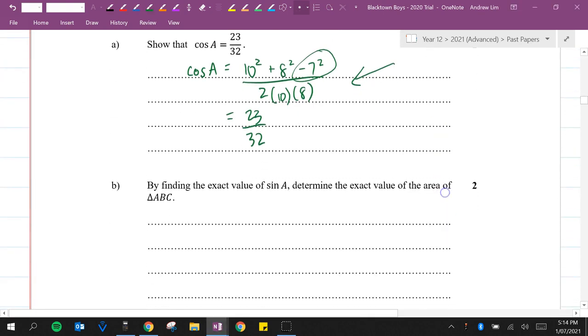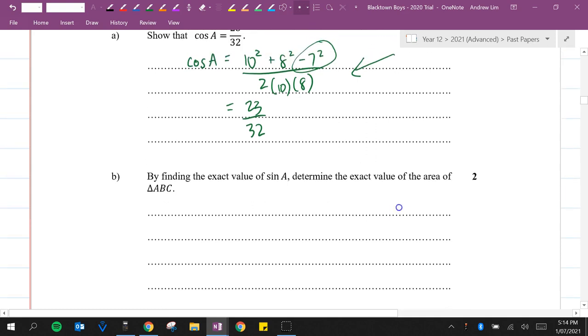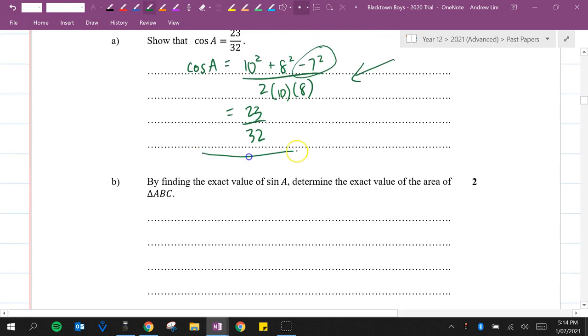Okay, question B. By finding the exact value of sine A, determine the exact value of the area of triangle ABC. So because we've determined that cos A is equal to 23 over 32, we can just use Pythagoras' theorem. If this is A here, cos is adjacent over hypotenuse.